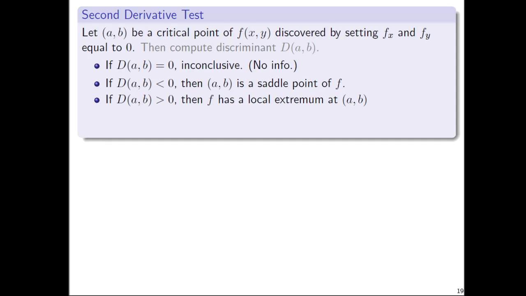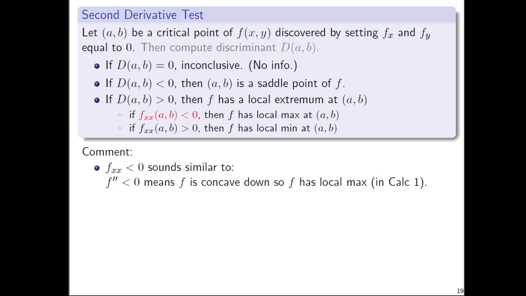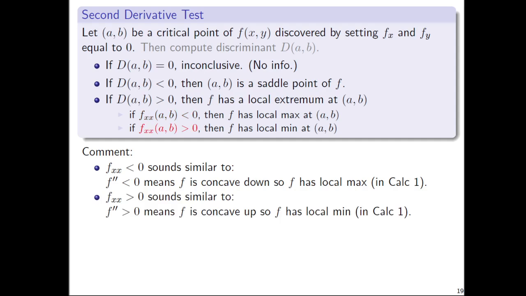Now, the question is, does f have a local min or does f have a local max? Well, if f sub xx at the point (a, b) is negative, then f has a local max. If f sub xx is positive at that point, then f has a local min. Now, here again, this looks a little funky, but this goes back to the same idea where in Calc 1, f prime prime less than 0 is what led to a local max. Some comments are in order. Yeah, f sub xx less than 0 sounds similar to f prime prime is less than 0. Okay. Similar comment for f sub xx greater than 0.